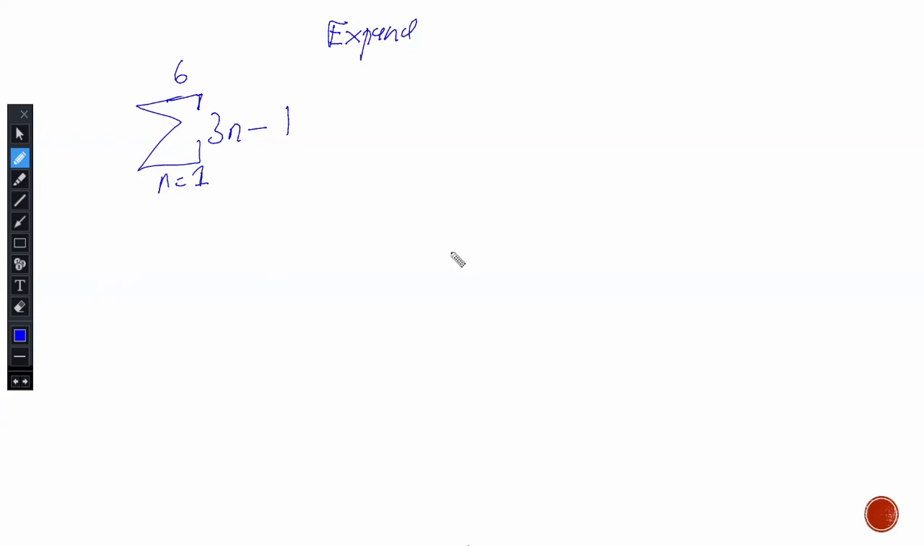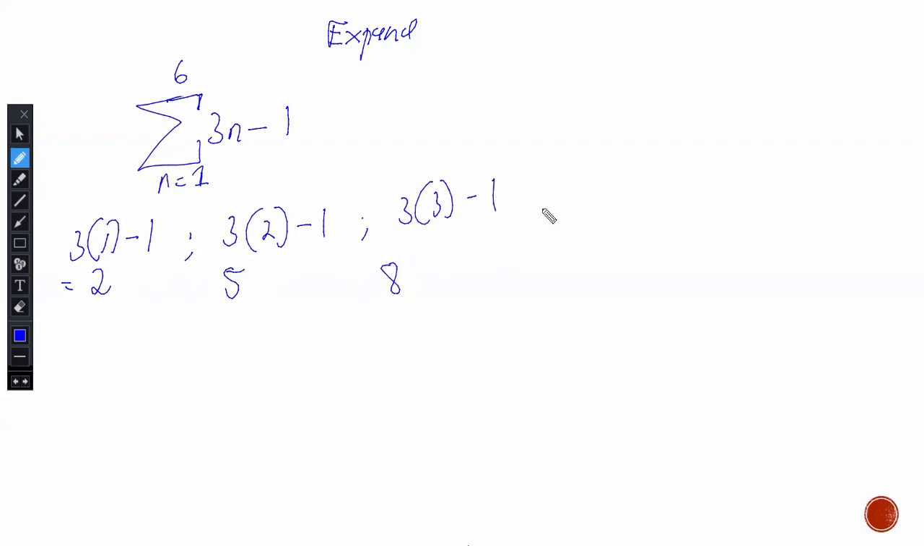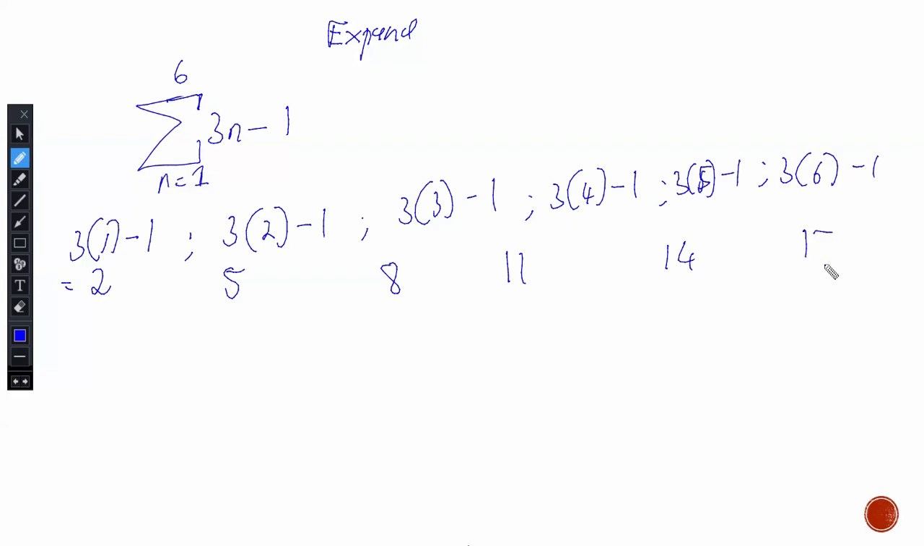In order to determine my pattern here, I first start with 3 times 1 minus 1, which is 3 minus 1, giving 2. Then to get the next term, 3 multiplied by 2 minus 1, so 6 minus 1 is 5, right? Then 3 times 3 minus 1, that's 9 minus 1, which gives me 8. Then 3 times 4 minus 1, that's 12 minus 1, which is 11. Then 3 times 5 minus 1 gives me 14, and 3 multiplied by 6 minus 1, that's 18 minus 1, gives me 17.